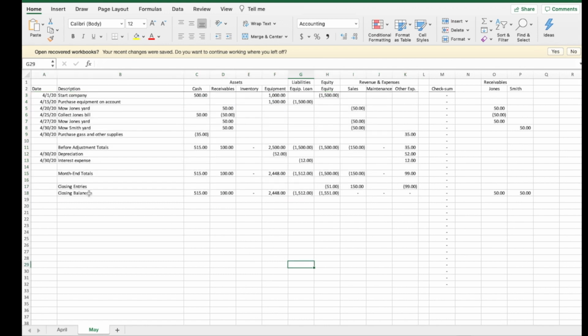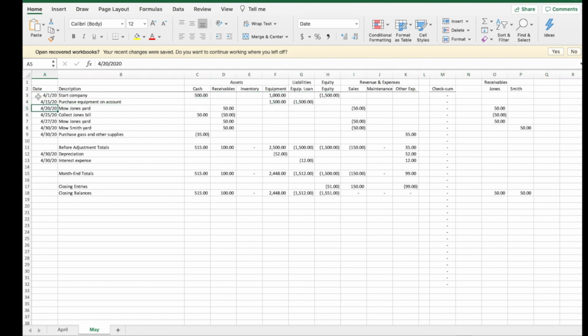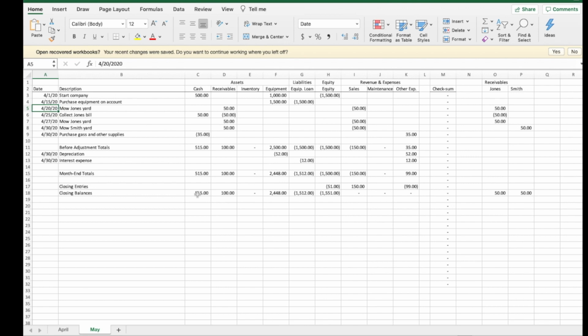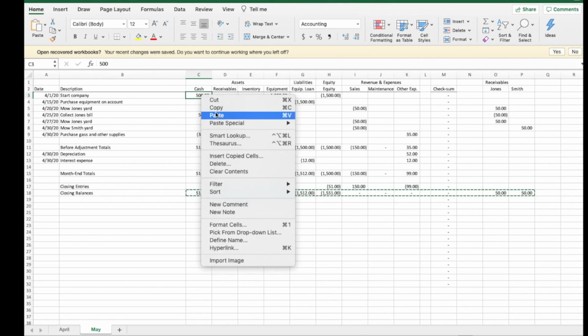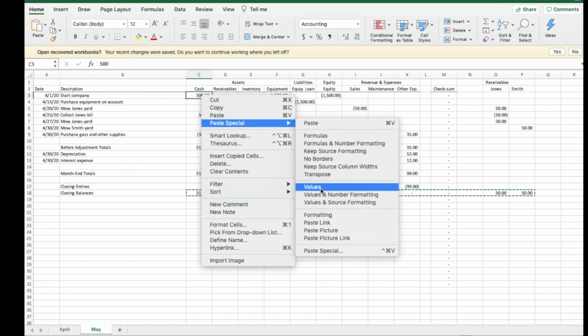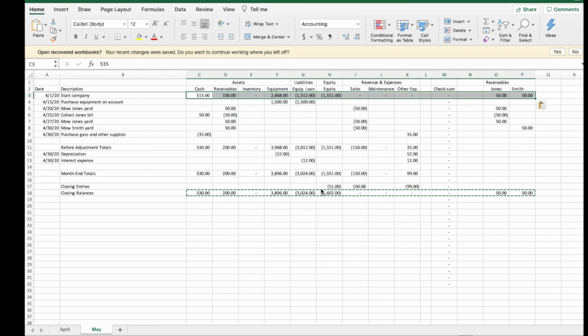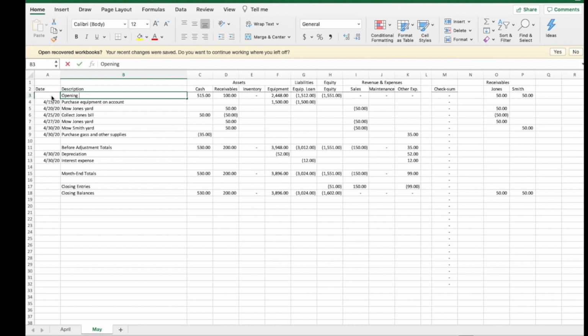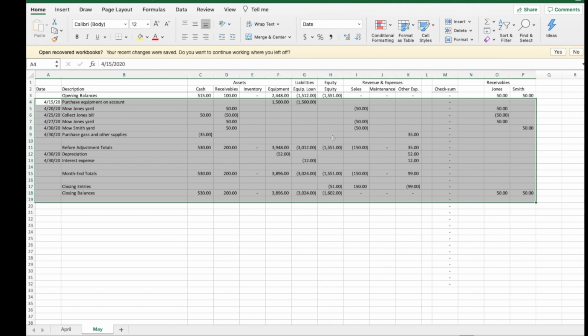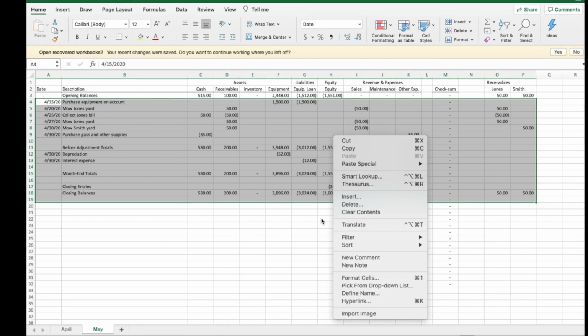I'm going to take my closing balances from April, and those are going to be my beginning balances in May. So copy those, put them up in the first row. All I did was copy the whole April tab over to May, and now I'm moving my closing balances up to the start, calling them opening balances instead, and now I'm going to delete all the April stuff. So right-click, clear contents for all the April stuff.